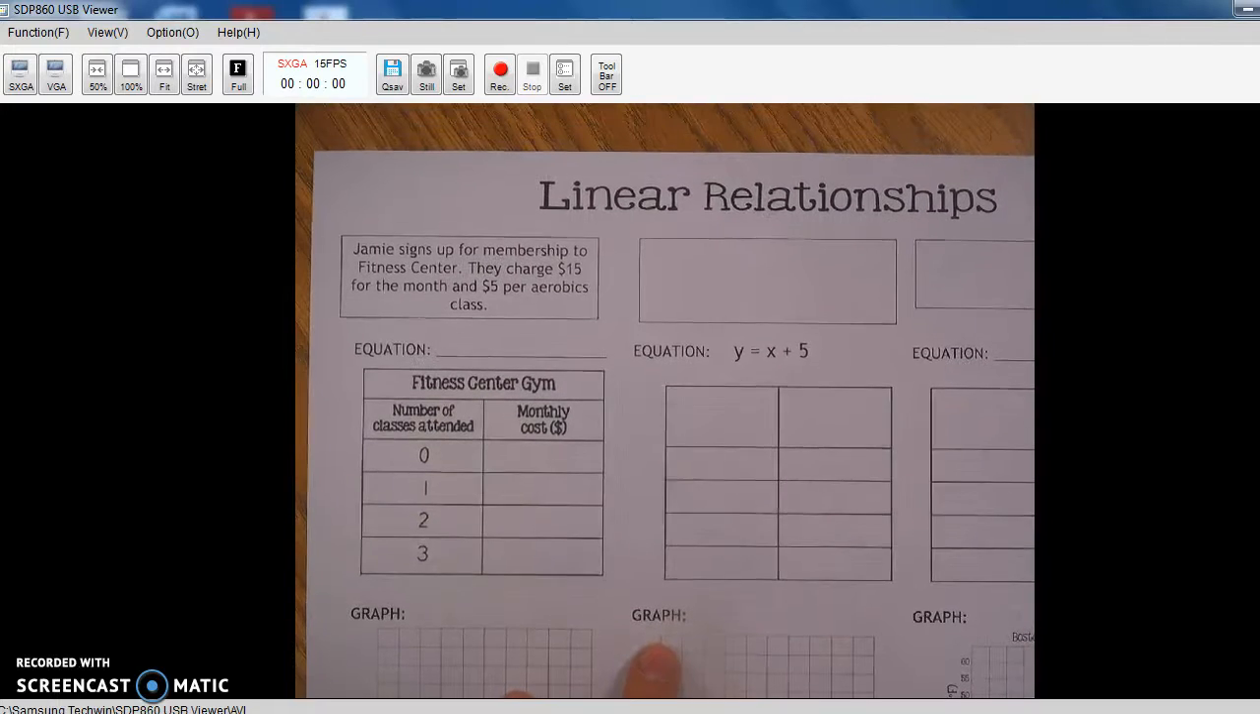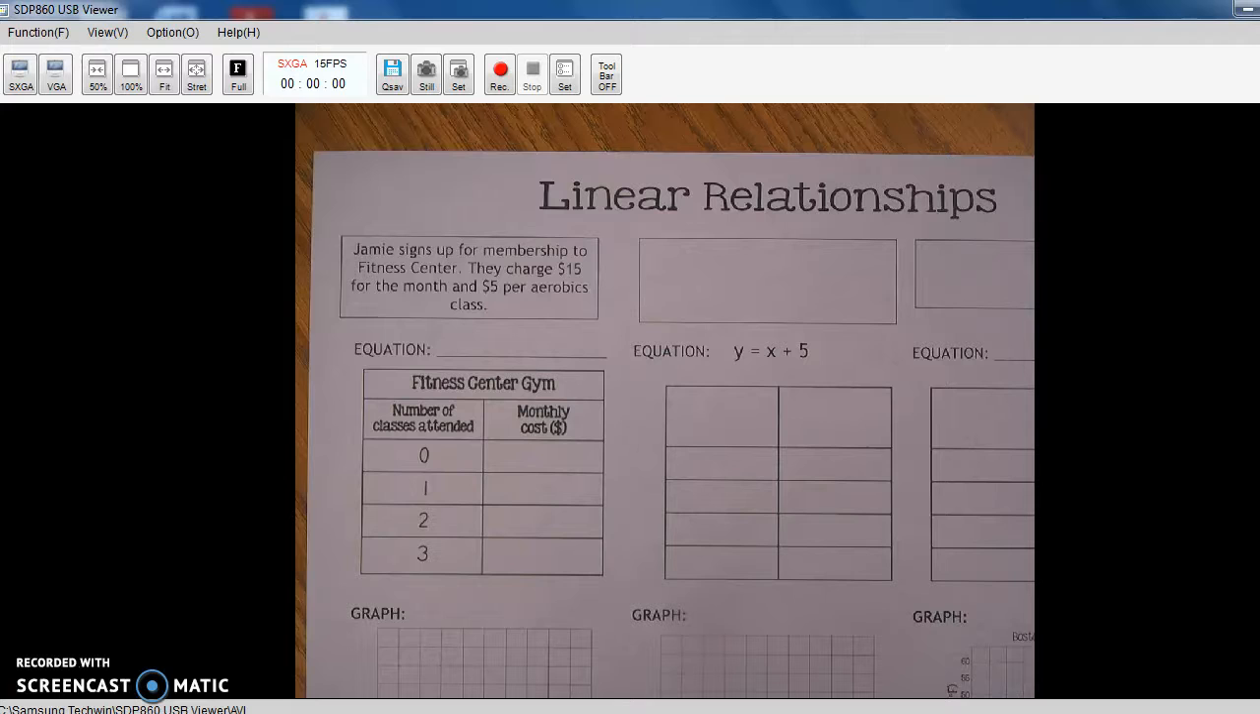So we're going to start with an example that gives us a word problem. It tells us that Jamie signs up for membership to Fitness Center. They charge $15 for the month and $5 per aerobics class. So the first thing that I need to pick out from those words is, what is the unit rate? What is my rate of change, or the amount that is happening every time?